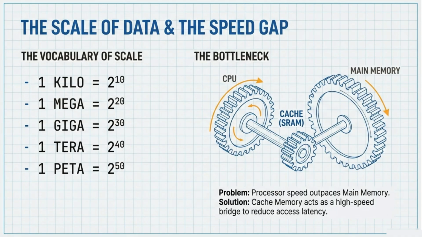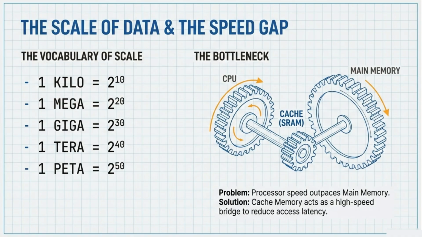To understand modern computer systems, we must first understand the vocabulary of data scale. In computing, data units grow exponentially. 1 kilobyte is equal to 2 to the power of 10. 1 megabyte is 2 to the power of 20. 1 gigabyte is 2 to the power of 30. And this scaling continues up to terabytes and petabytes.